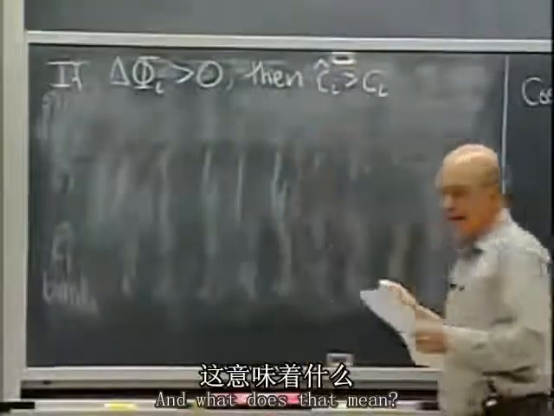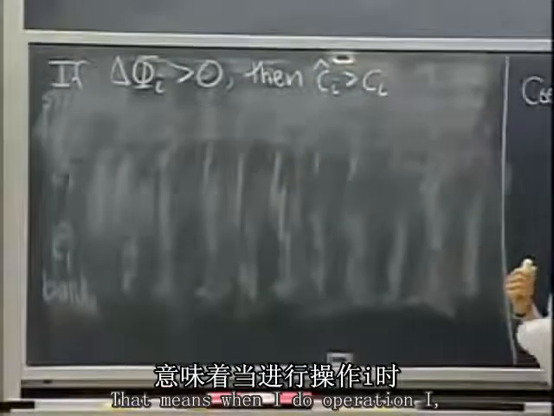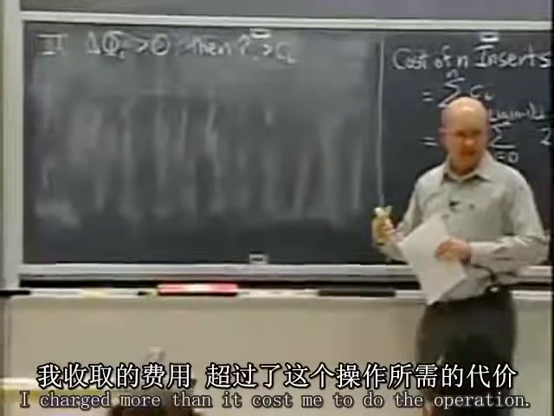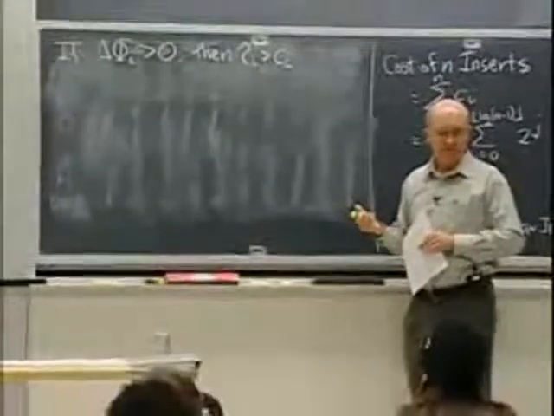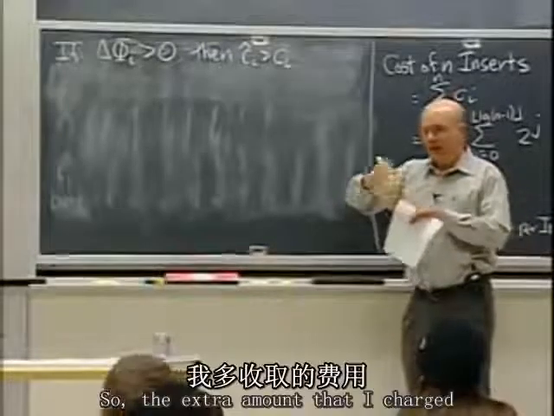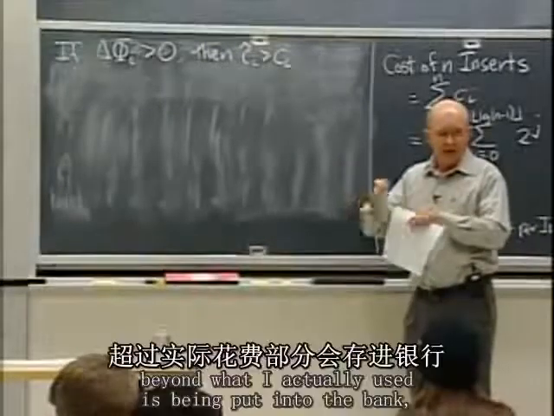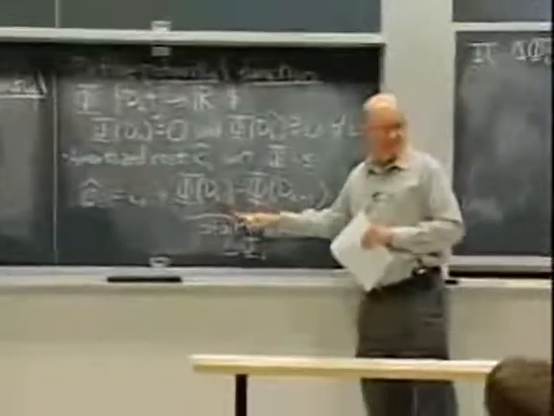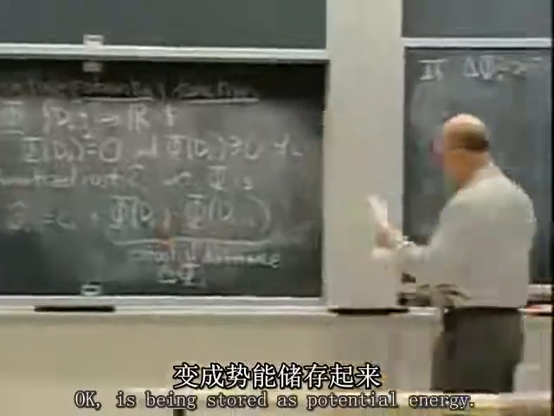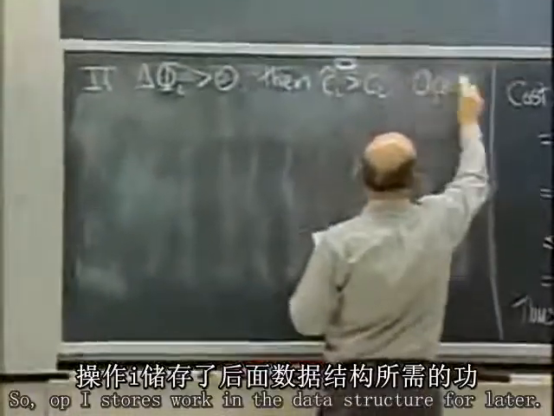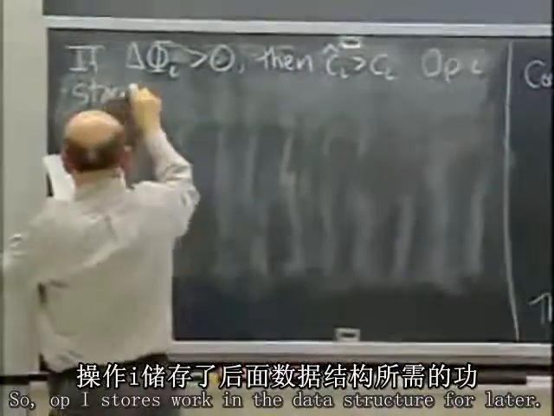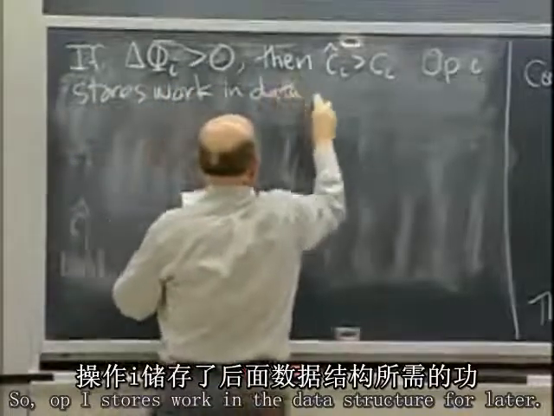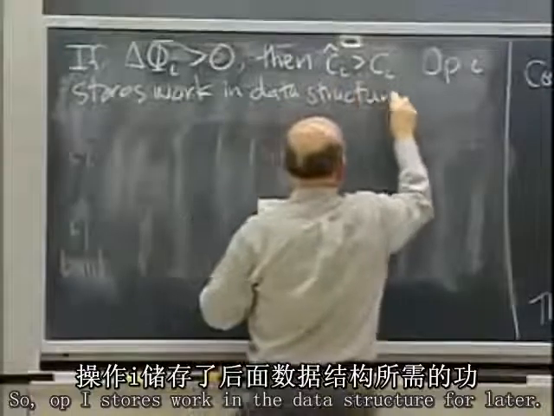And what does that mean? That means when I do operation I, I charged more than it cost me to do the operation. So the extra amount that I charged, beyond what I actually used, is being put into the bank. Okay, is being stored as potential energy. So op I stores work in the data structure for later.